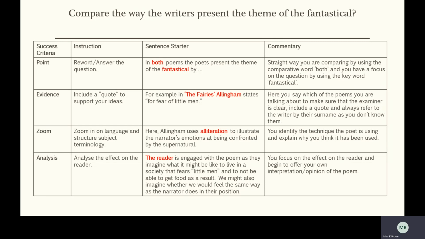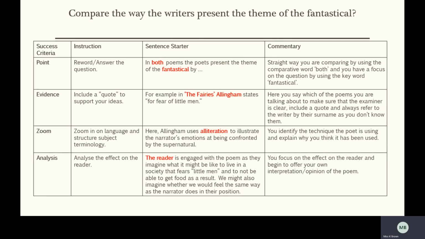So my example is, here Allingham uses alliteration to illustrate the narrator's emotion at being confronted by the supernatural. So I've identified the technique, alliteration, that the poet is using, and I've begun to explain why I think it's being used. You might have a completely different idea of why they have used alliteration, and that's fine as long as you can base it in the evidence, as long as you can justify what it is that you are trying to say.